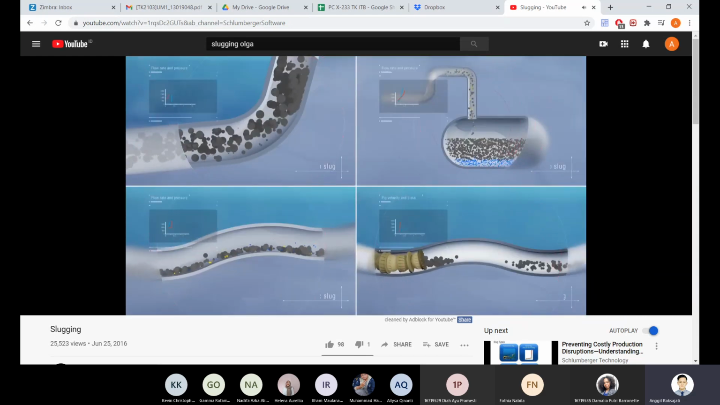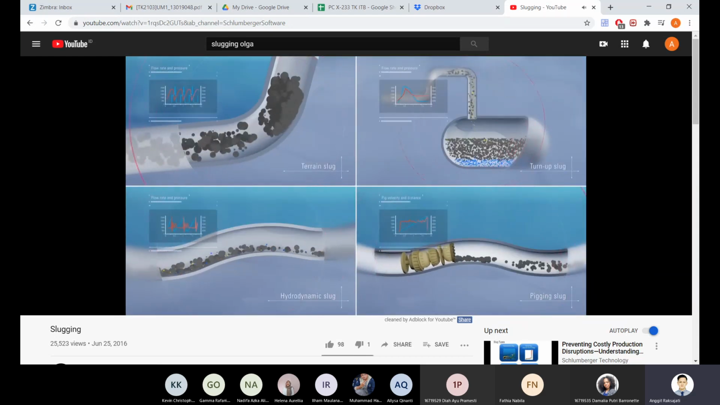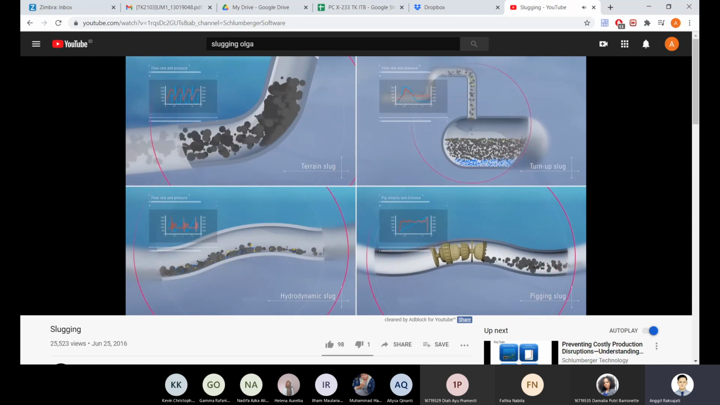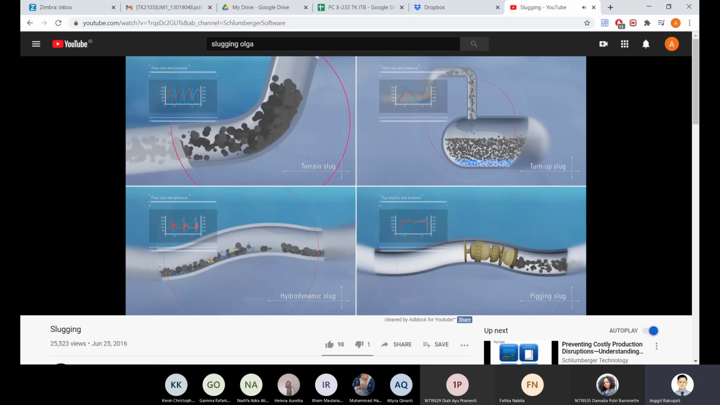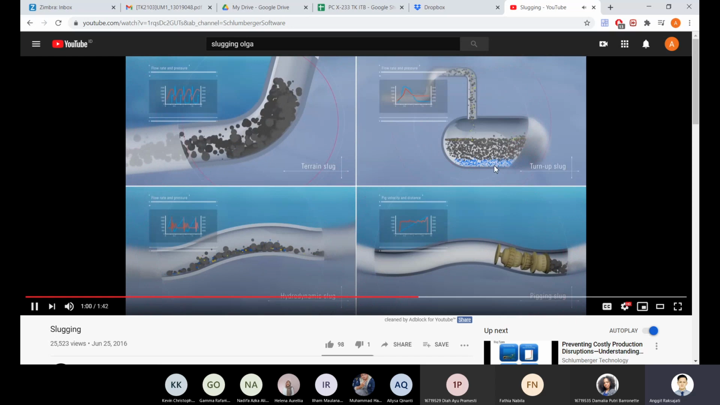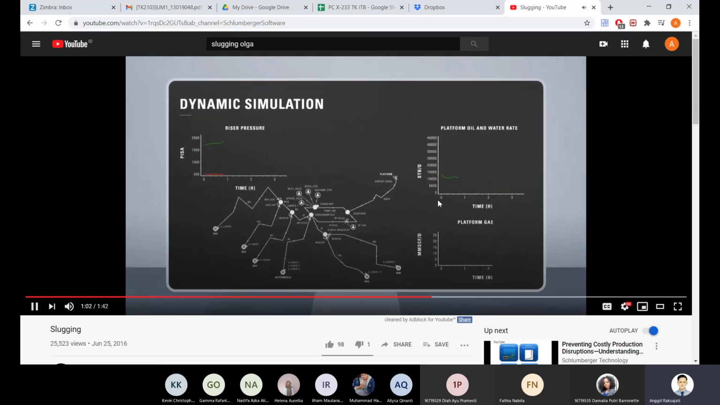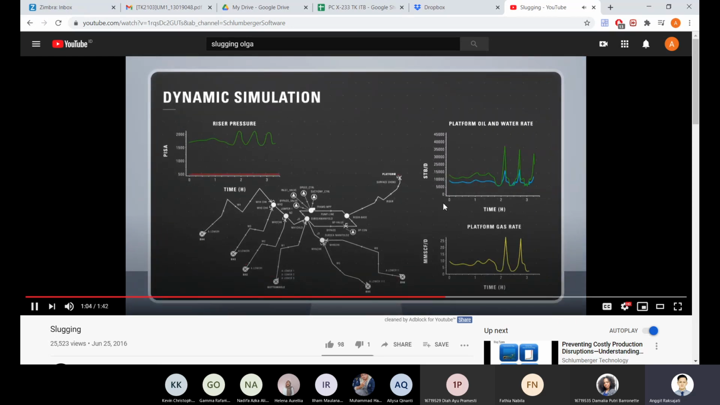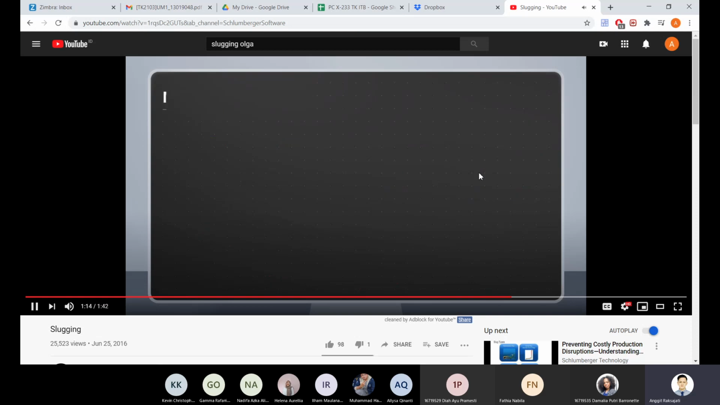How can slugging be predicted? The PipeSim simulator identifies slugging conditions and provides estimates of slug size. But individual slugs can be tracked in detail using transient simulation with the Olga simulator, so slug volumes and dumping time can be used to design facilities appropriately.